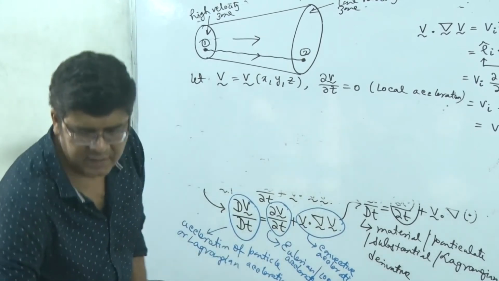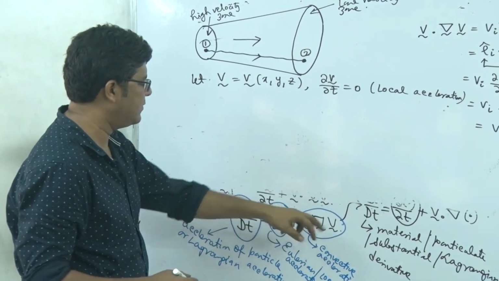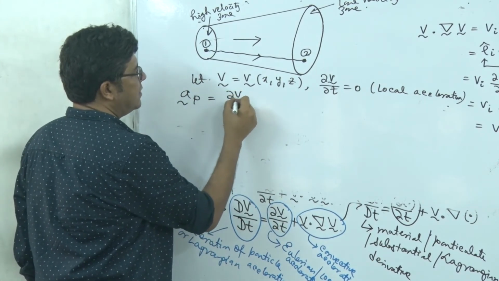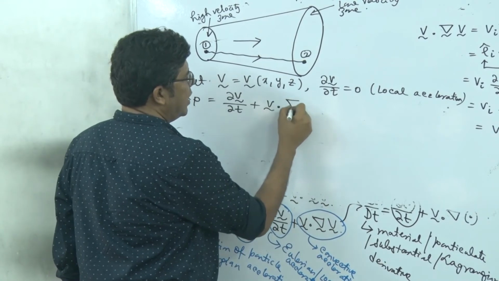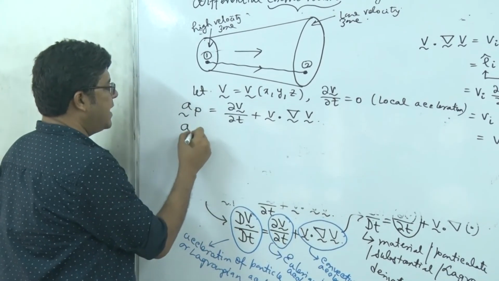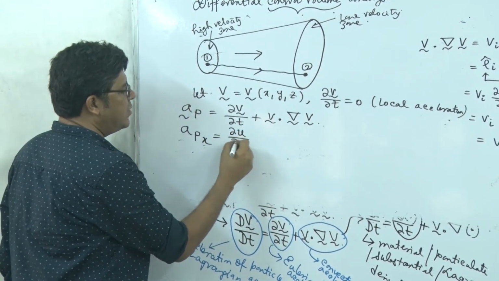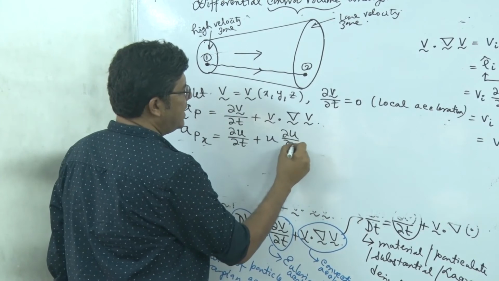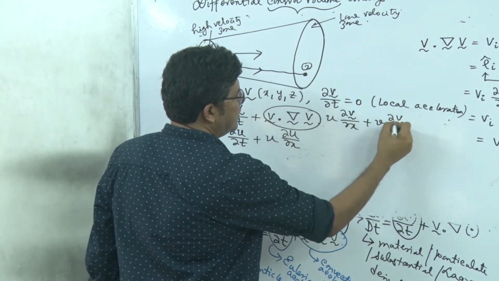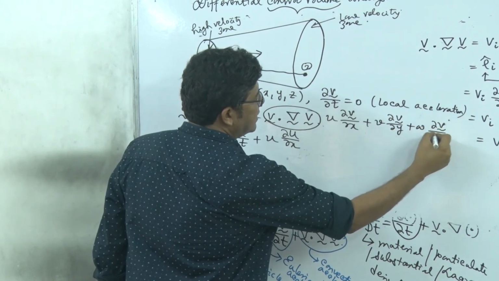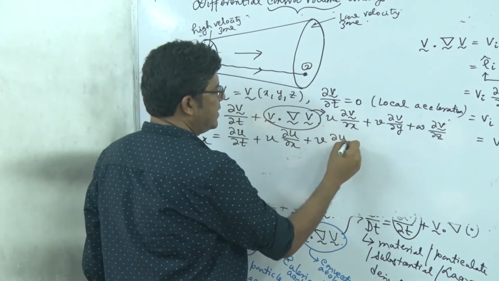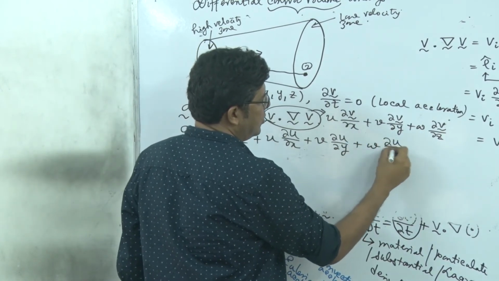Now, the working equation to find this convective acceleration, we can definitely go for it. This is AP, which is del V del t plus V dot grad V. So APX is equal to del U del t plus U del U del x plus V del U del y plus W del U del z, because this term is U del V del x plus V del V del y plus W del V del z, and individually we should take the components.